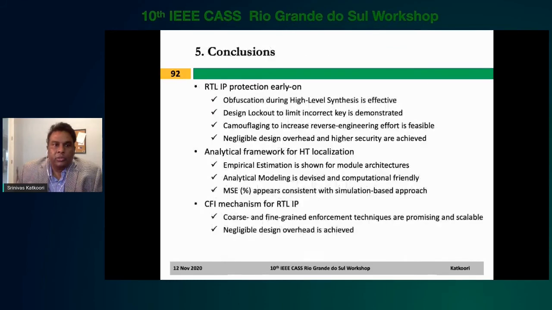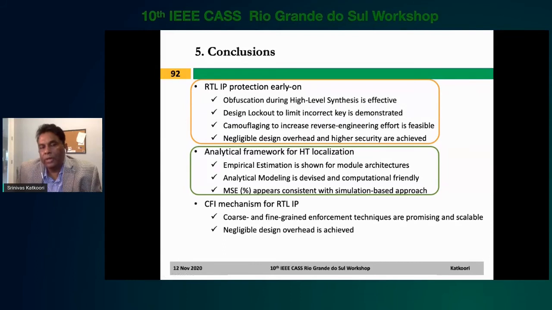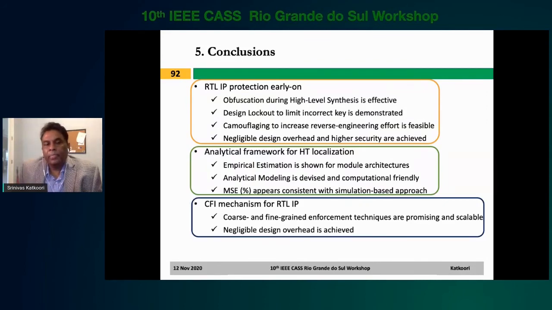So to end, the conclusions are that we can protect RTL IP through obfuscation, design lockout and camouflaging, and we have shown these 3 levels of protection at the RT level, and all this can be automated. Then next, we have developed a framework to analyze a design, whether it is prone to hardware trojans. And if it is prone to hardware trojans, we can pinpoint where potentially there could be hardware trojans, okay, at the layout level. And then lastly, we can protect the controller itself from illegal control flow.